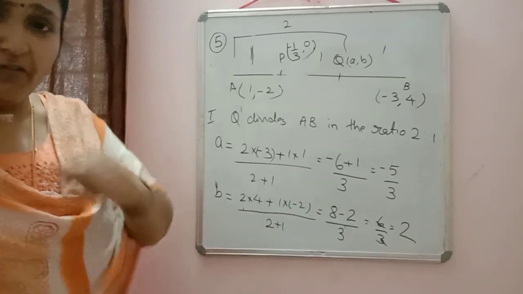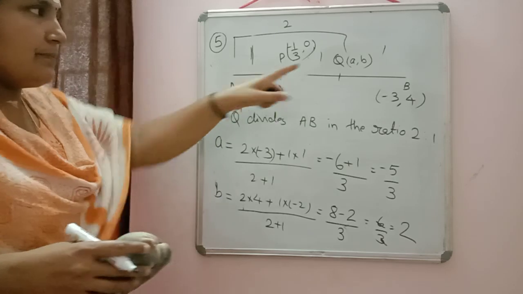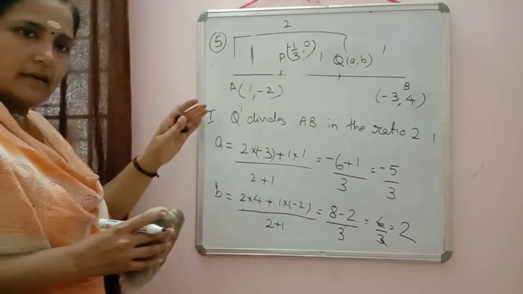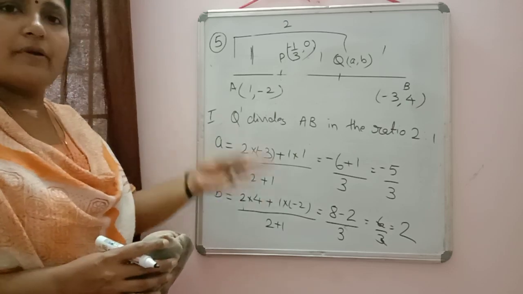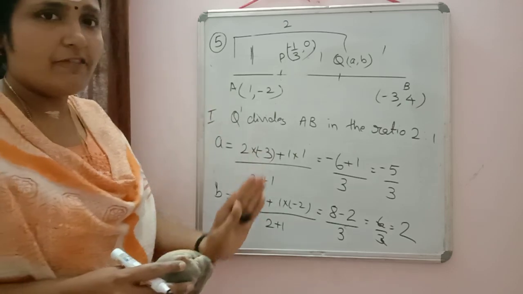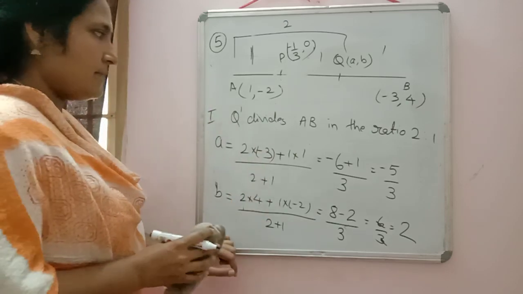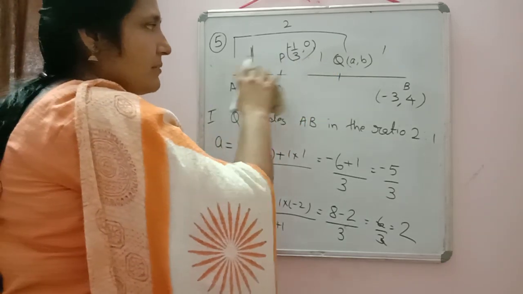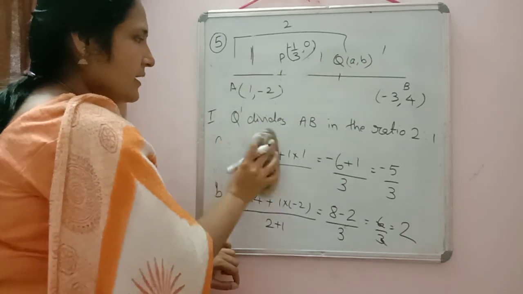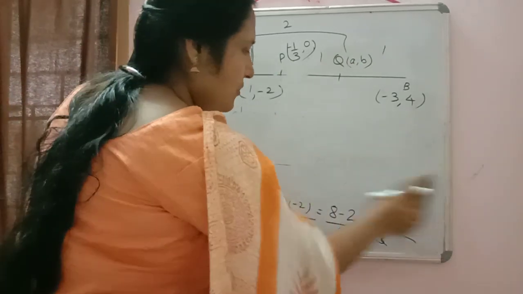If you want this concept, coordinate of Q, write down this one also. Another one also I will explain. After that, from the next question, whichever is easy for you, you can use that concept. At present, I have taken Q as the Q divides AB in the ratio 2:1.